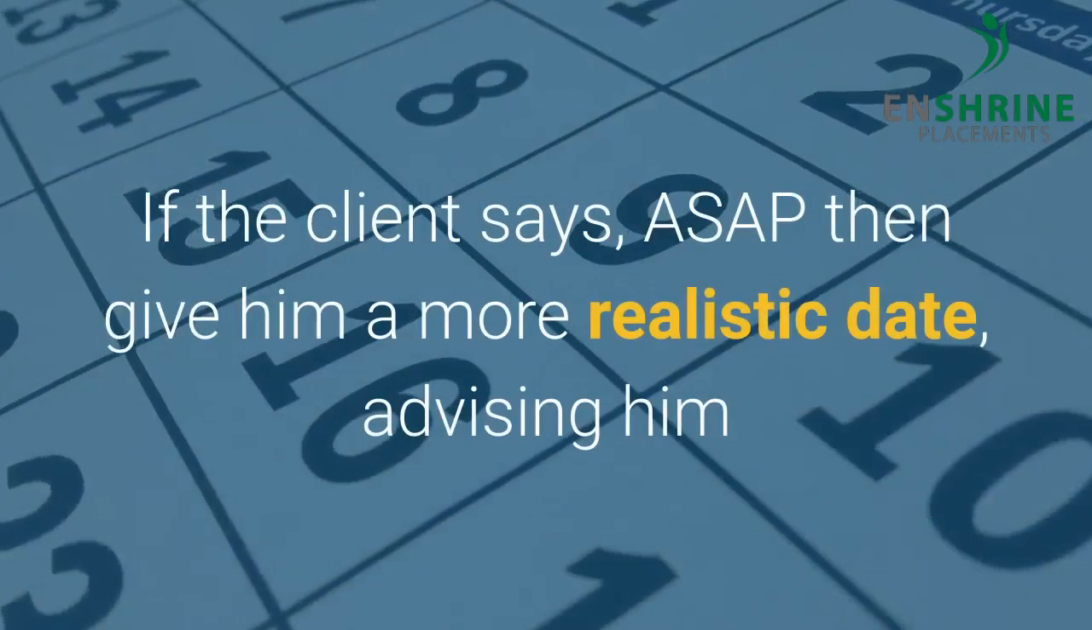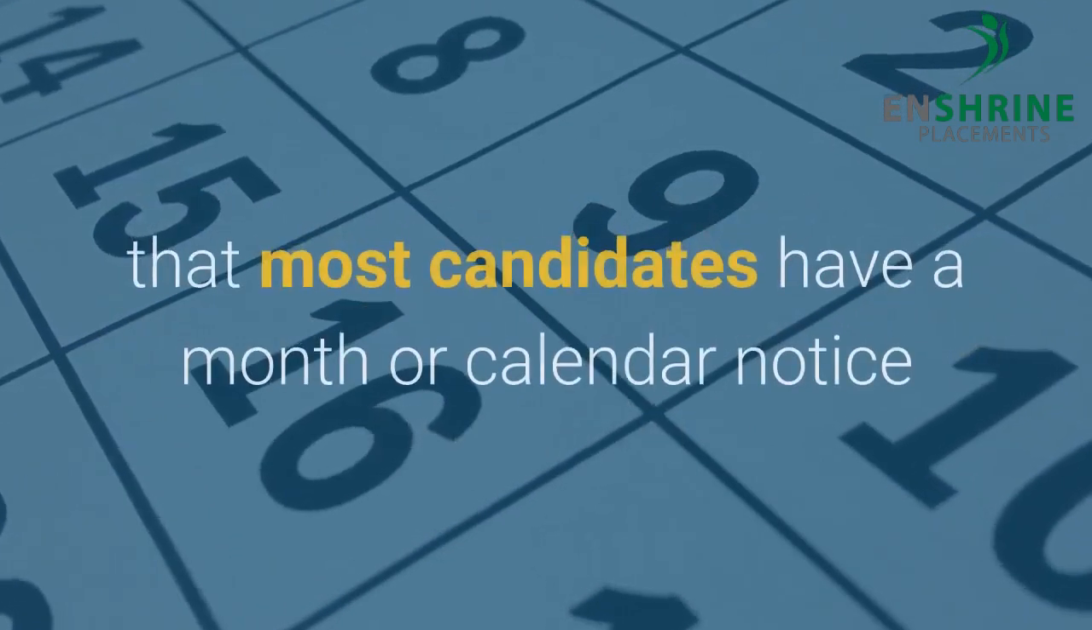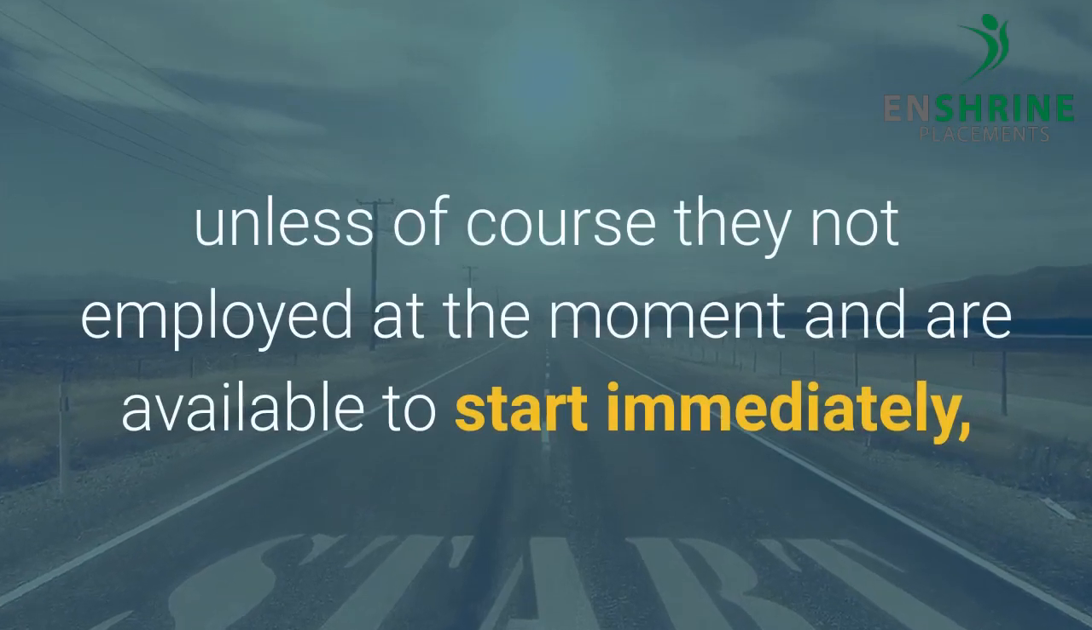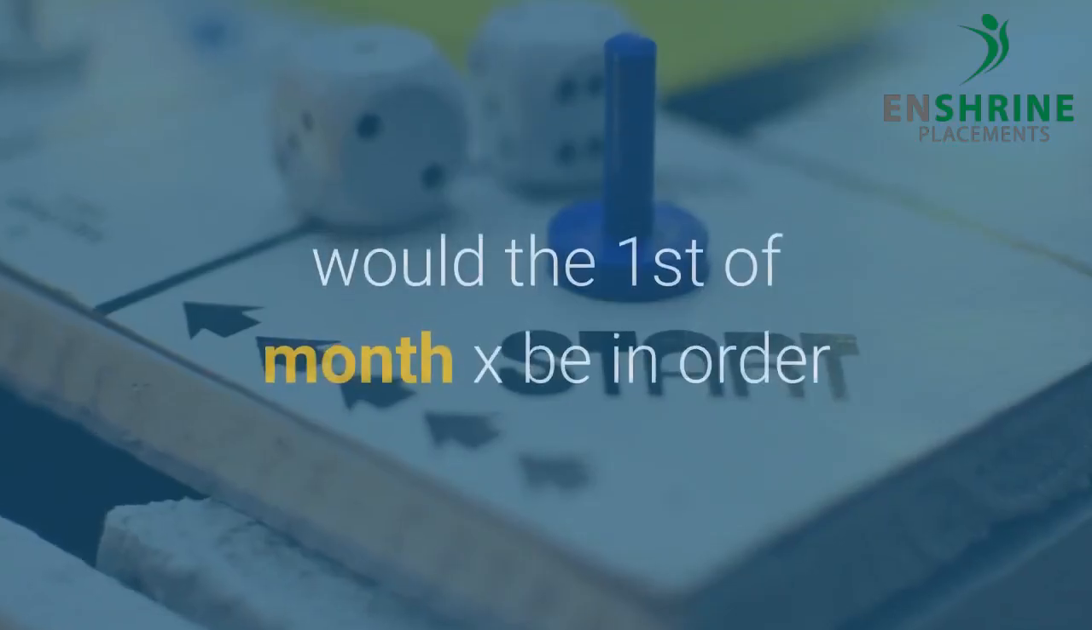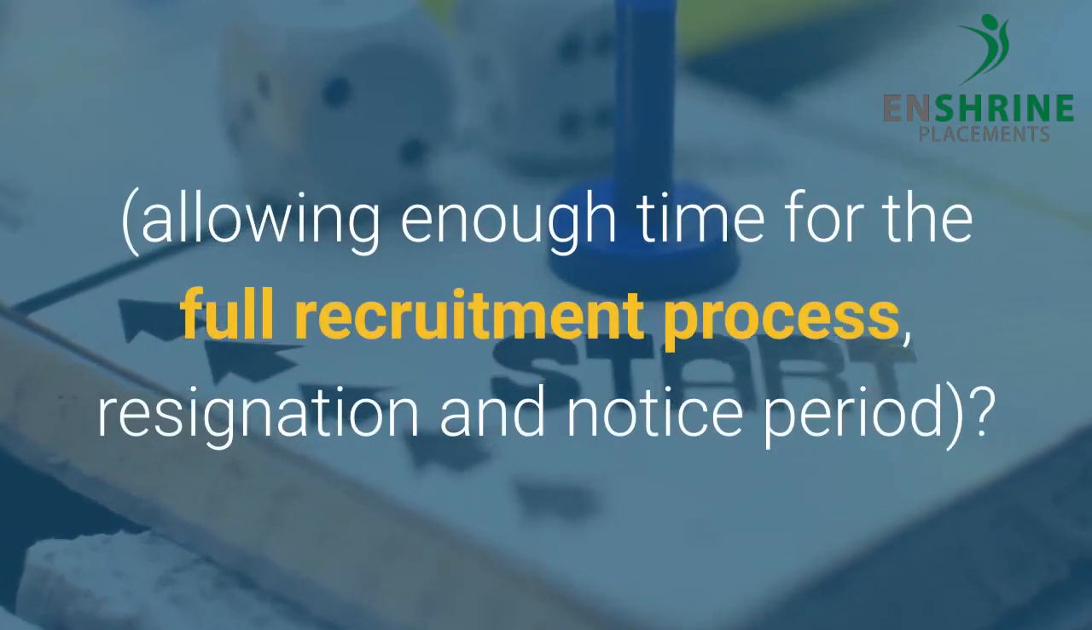If the client says ASAP, then give him a more realistic date, advising him that most candidates have a month or calendar notice that they need to give their current employer, unless of course they're not employed at the moment and are available to start immediately. Would the first of month X be in order, allowing enough time for the full recruitment process, resignation and notice period?